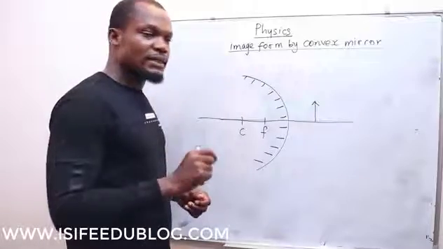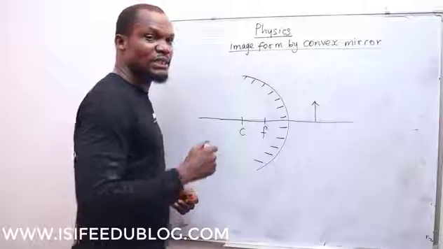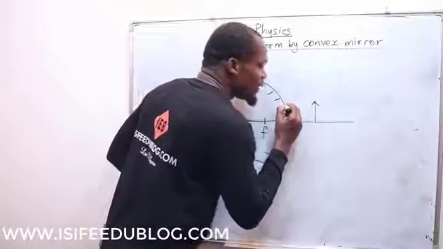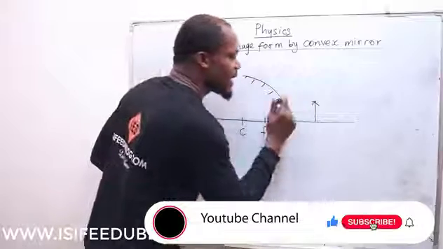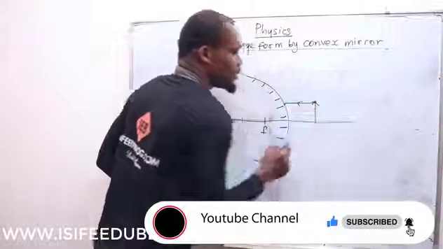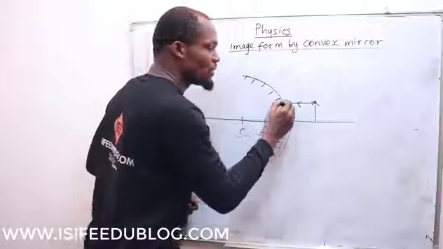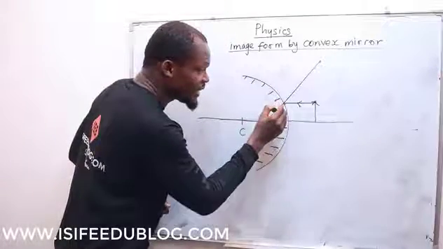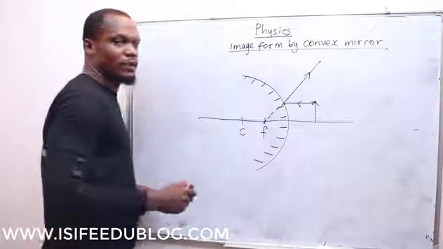Before we do that, remember that a convex mirror is a diverging mirror. So what it means is that when we have a ray parallel to the principal axis, this ray is not going to converge. It is going to do what? Diverge. But the diverging has to be taken from the focal point. So it diverges this way.